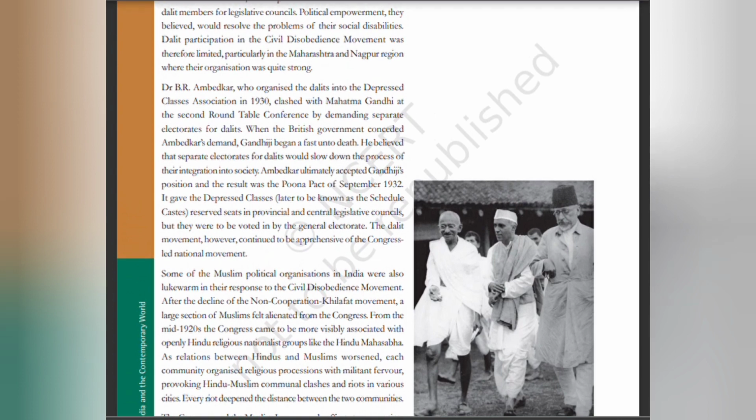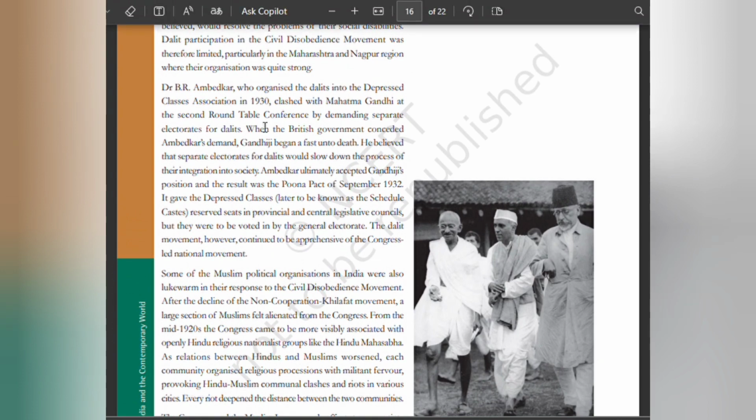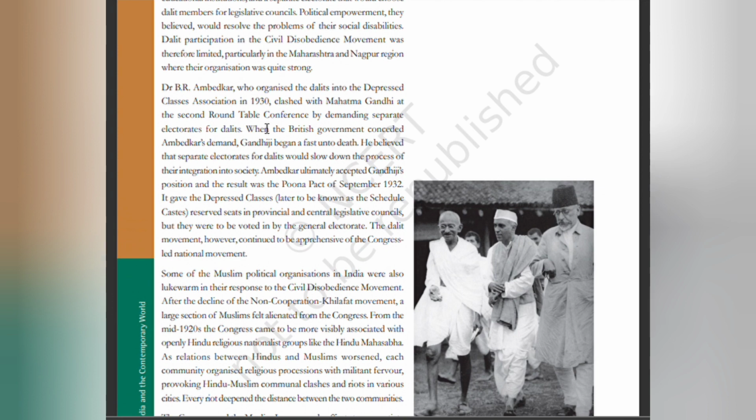Dr. B.R. Ambedkar, who organized the Dalits into the Depressed Classes Association in 1930, clashed with Mahatma Gandhi at the Second Round Table Conference by demanding a separate electorate for Dalits. When the British government conceded Ambedkar's demand, Gandhiji began a fast unto death. He believed that a separate electorate for Dalits would slow down the process of integration into society. Ambedkar ultimately accepted Gandhiji's position, and the result was the Poona Pact of September 1932.